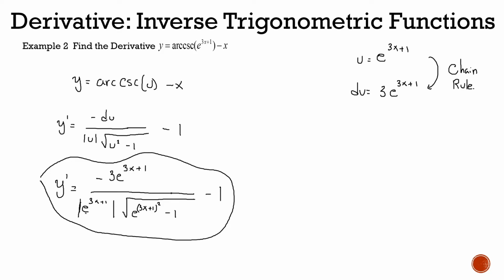Keep in mind you need to have an absolute value there. There are cases where this function could never be negative, so you don't have to put the absolute value. But my suggestion is keep the absolute value so you don't make a mistake.